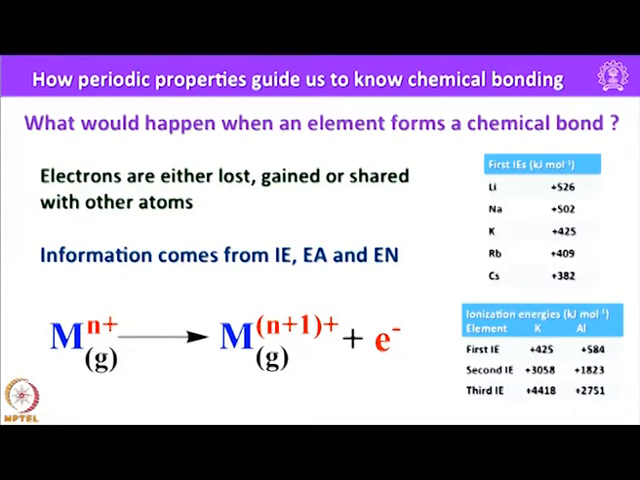The first ionization energy for potassium is plus 425, whereas the same for aluminum is plus 584. The second ionization energy given for potassium is plus 3058, very high, and in the case of aluminum it is 1823. Similarly, the third ionization energy for potassium is 4418, whereas that of aluminum is 2751. So, what does it say?